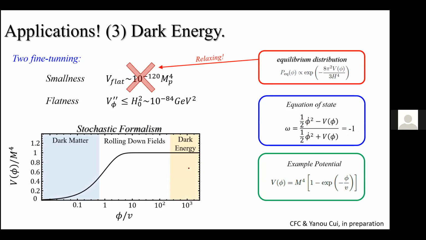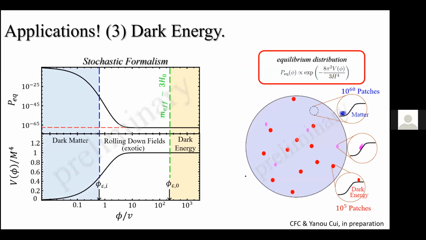So if we apply the stochastic approach to this scalar field dark energy model, you will find, as we mentioned before, the field will distribute on this potential. In some regions the field will behave as dark matter, in some regions it will look like a slowly rolling field, and in some regions it will look like dark energy. I will mention the details about the slowly rolling field later, but it's just like an exotic component in the universe. It will not be like dark matter, it will not be like dark energy, but its equation of motion is time dependent.